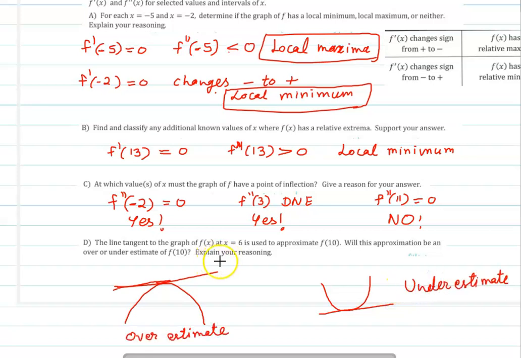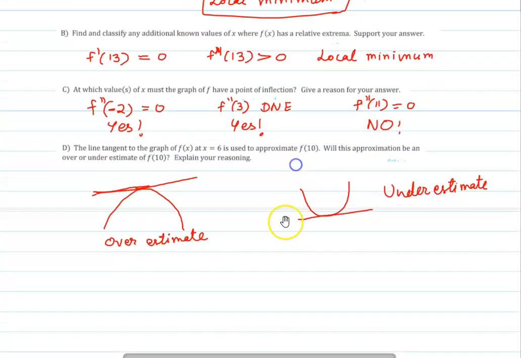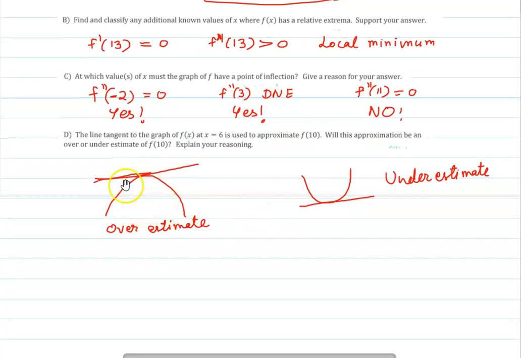We need to check the value of the second derivative at 6. 6 lies on the interval between 3 and 11, and the second derivative is negative on this interval. That means the function is concave down on this interval. When the function is concave down, the tangent line always gives an overestimation. So f(10) would be an overestimation.